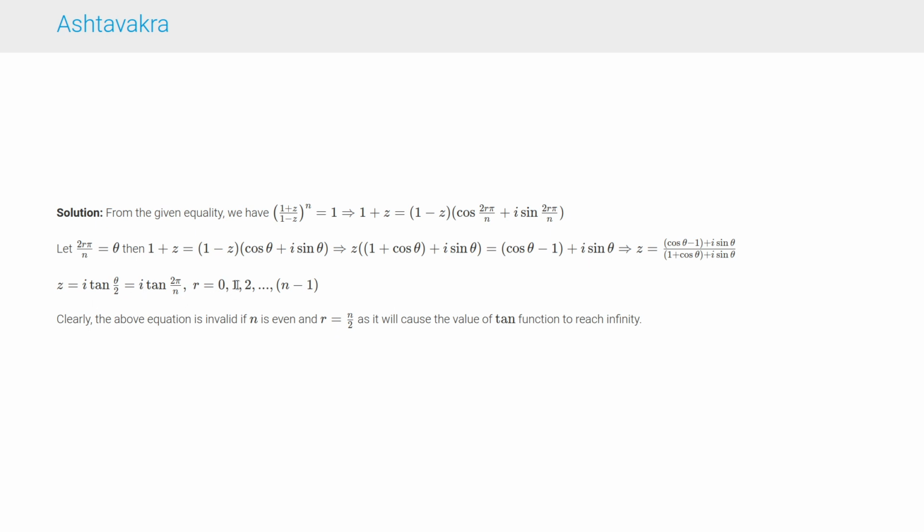Now r is equal to 0, 1, 2 up to n minus 1. Now clearly this equation is invalid if n is even and r is equal to n by 2, as it will cause the value of the tan function to reach infinity. So with this we come to the end of the 34th set of problems on complex numbers.